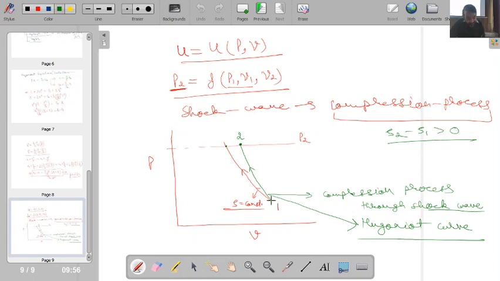So I am at point 1, and if I follow this curve, then I will reach point number 2. But we are still not able to exactly find out the path of this curve. But it has to be above the isentropic process. That is something which we have concluded over here.